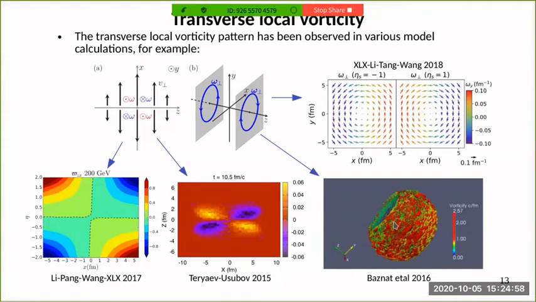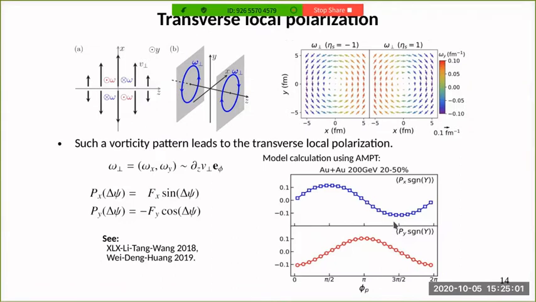In such a vorticity pattern, there will be transverse local polarization, and the polarization Px and Py is along the e_phi direction. So it is sine azimuthal angle and cosine azimuthal angle. And this is the model calculation using AMPT for Px and Py, which you can see has sine and cosine modulations.